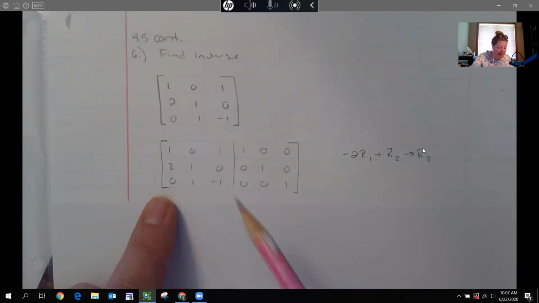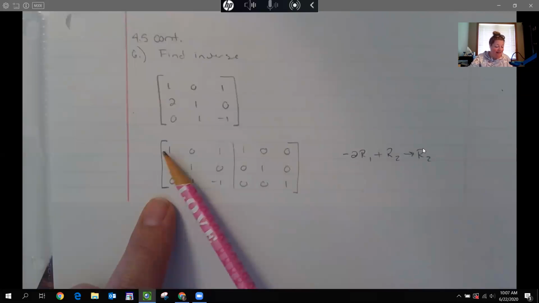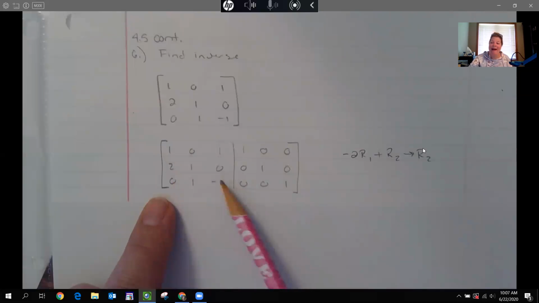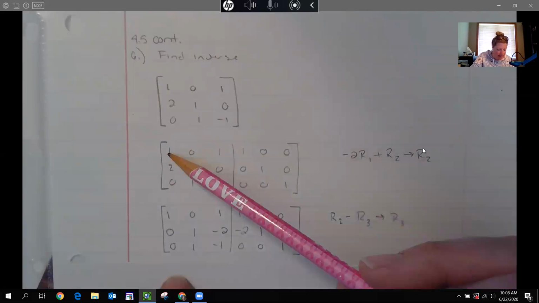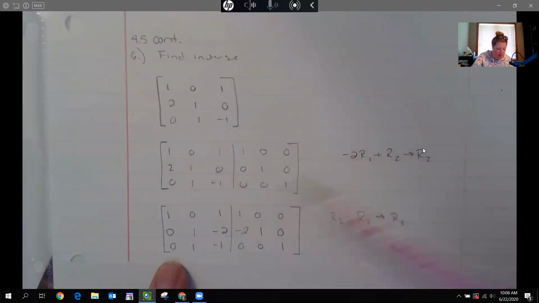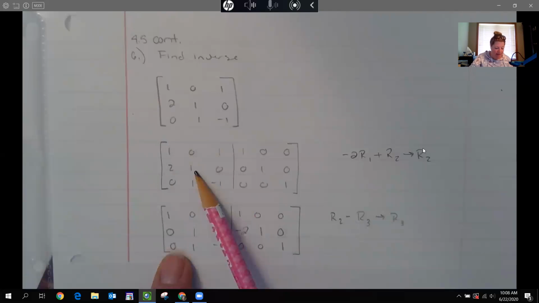So we want to get a 0 here. What I did is I took -2 times row 1. That would put a -2 here. Add that to row 2, and then put that back on row 2. So here we are. Ignore this part for a second. Here's where we're at. We took -2 times row 1 plus row 2, and then we're replacing this on row 2. So -2 plus the 2 is the 0. -2 times 0 plus the 1.